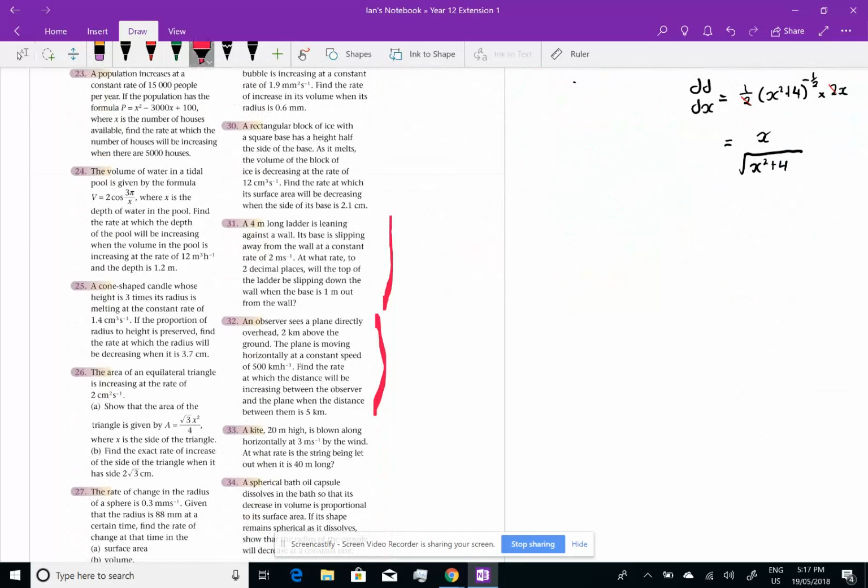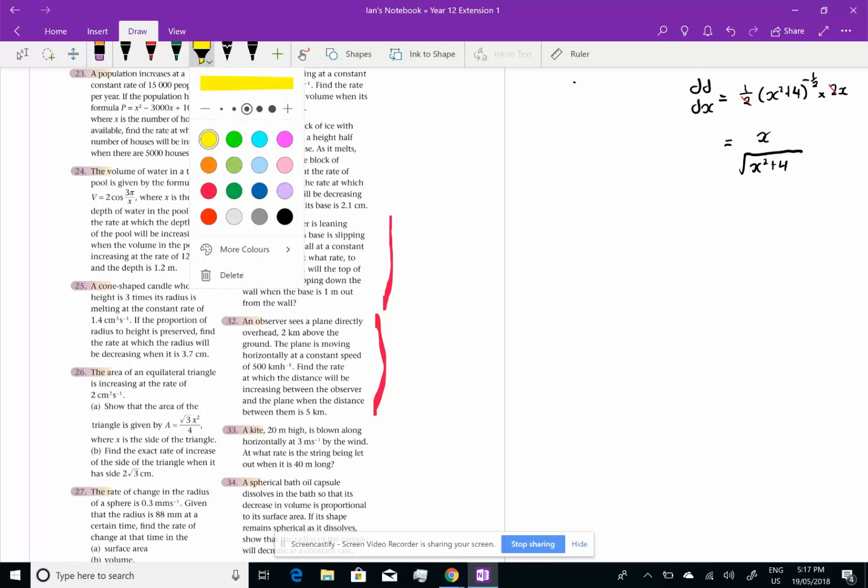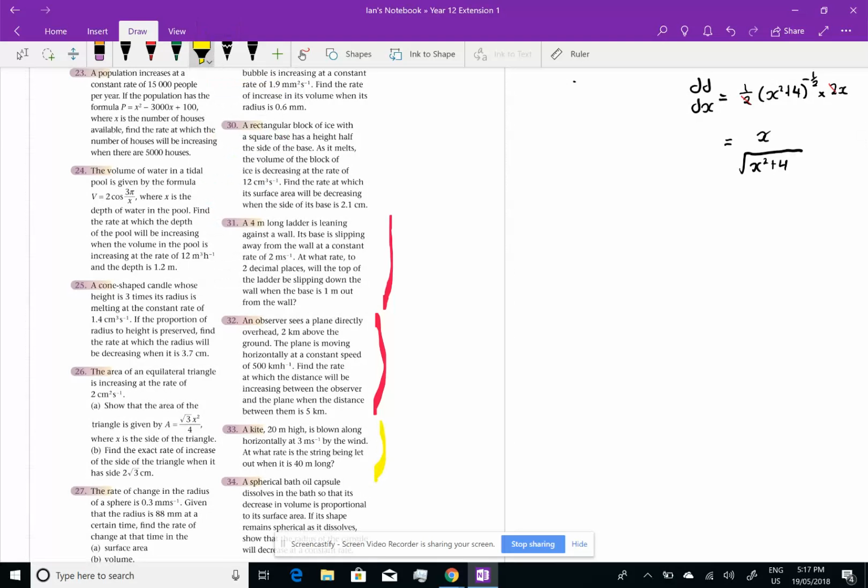Well, hey, everyone goes crazy for a kite. A kite, 20 metres high, is blown along horizontally at 3 metres per second by the wind. At what rate is the string being let out when it's 40 metres long? This sounds like it's going to be exactly the same.